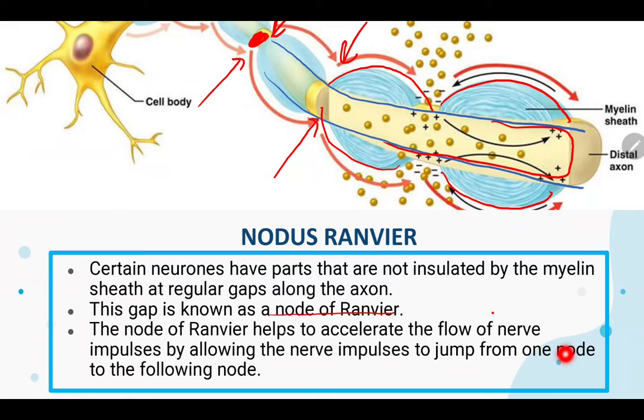Okay, the nodes of Ranvier helps to accelerate the flow of nerve impulse by allowing the nerve impulse to jump from one node to the following nodes. Accelerate maksudnya accelerate, memecut kalau dalam fizik dia memecut. Okay, so nak lajukan penghantaran impuls tu.